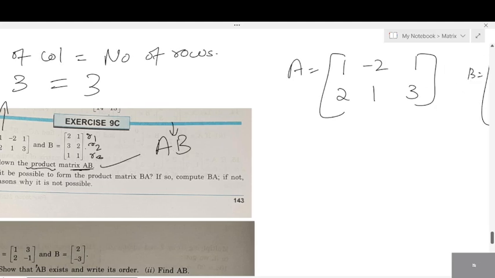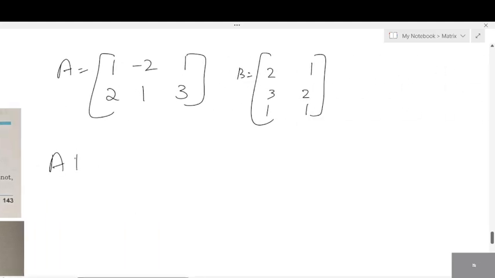Multiplication. Just multiply. So the answer for A into B. First step: whatever is given, write the data. This is known as data. Copy, even for the exam, do the same thing. Next, write A into B and write the matrices together.